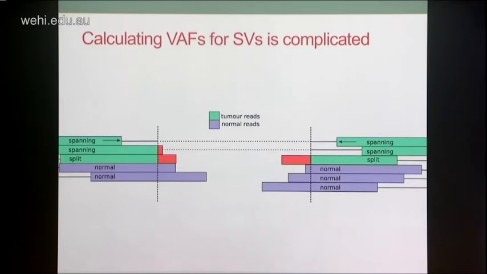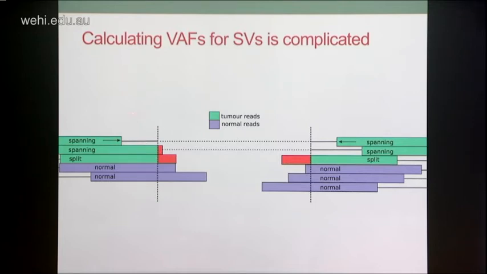So what you want to identify are the supporting reads and also the reads that aren't supporting the variant. You're always going to have some normal contamination. So these are your normal reads. These could be on another allele, which doesn't contain the variant, or they could be just part of the normal tissue. And then lastly, you've got spanning reads.